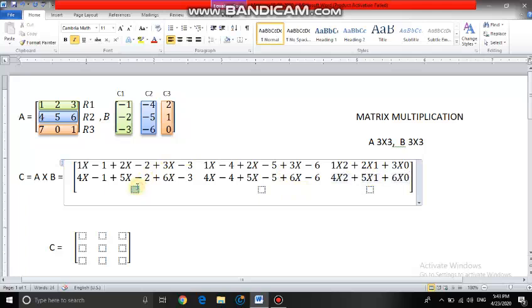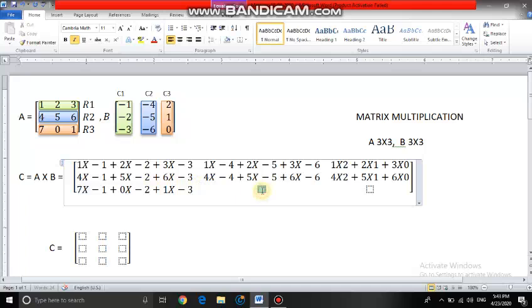Now the position of this number is 3 1, third row, first column of C. So the third row of A and the first column of B will be multiplied. See how you multiply. 7 multiplied by -1 plus 0 multiplied by -2 plus 1 multiplied by -3.